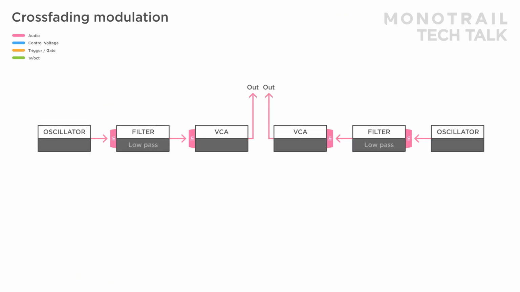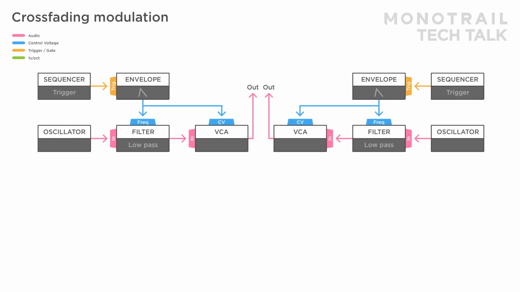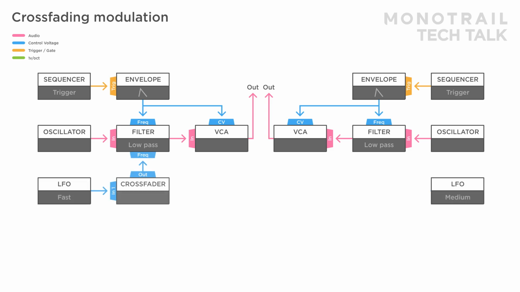Here's another example with two simple drone voices. Sequencers are used to trigger rhythmical envelopes modulating each voice but not for melodies. In this patch, two LFOs are used to crossfade between the voices. A fast LFO is sent to the first input of a crossfader modulating the filter of the first voice. And a medium LFO is sent to the first input of another crossfader modulating the second voice.